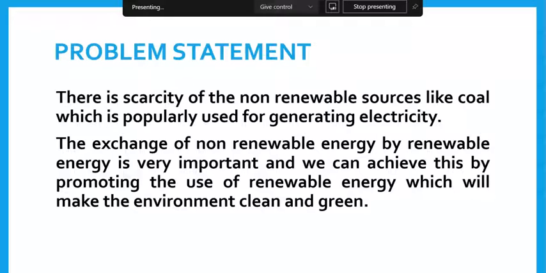So the problem statement. You know that we use renewable energy sources and generate electricity through them. So you might be thinking, what is the problem here? We use them, we generate electricity, no problem at all. But there is a problem. The problem is that we still use non-renewable sources like coal, which is popularly used for generating electricity, and by using coal, we promote air pollution. Instead of this, if we just use renewable energy, it will benefit us and the environment simultaneously.